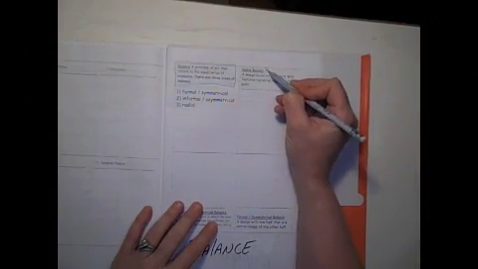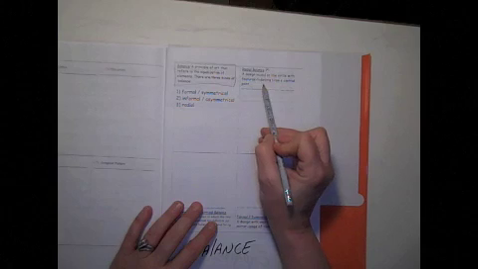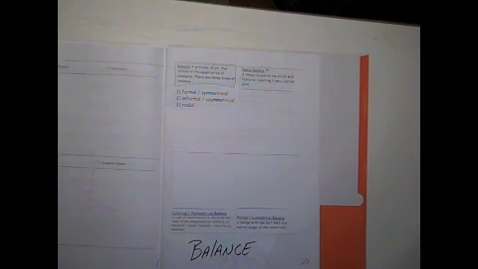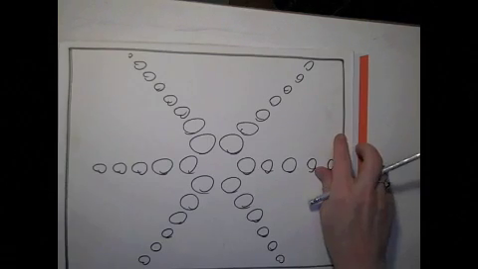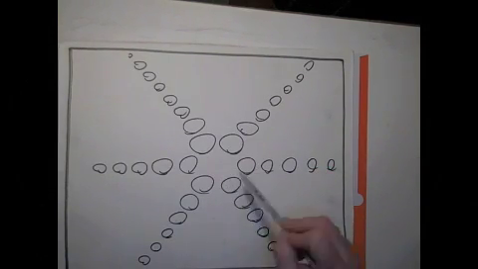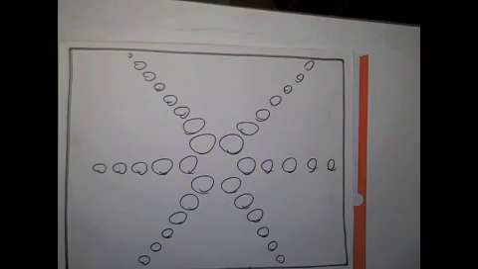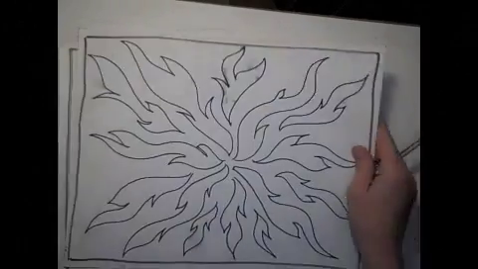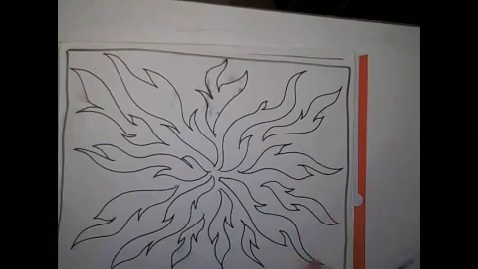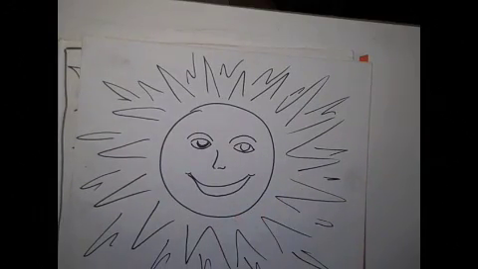For radial balance, it's a design based on a circle with features radiating out from a central point. So let me show you some examples, and then we're going to draw an example of radial balance. Radial balance can be circles, starting from the center point and working their way out. It can be fire. The sun has radial balance.